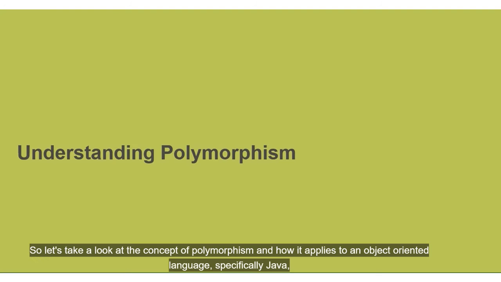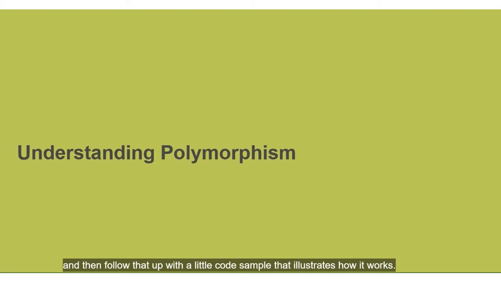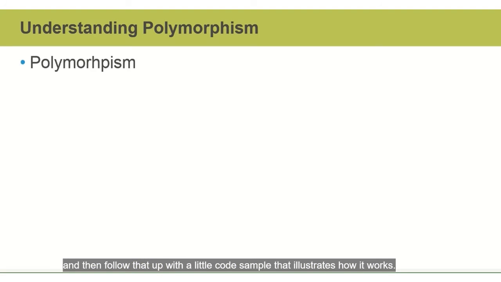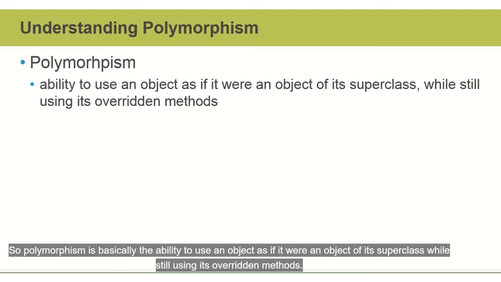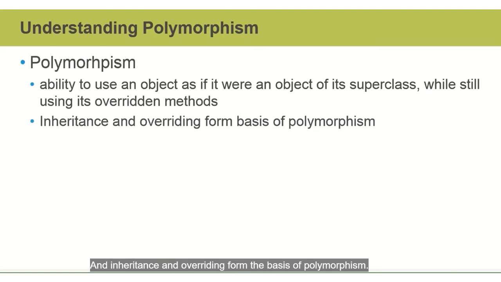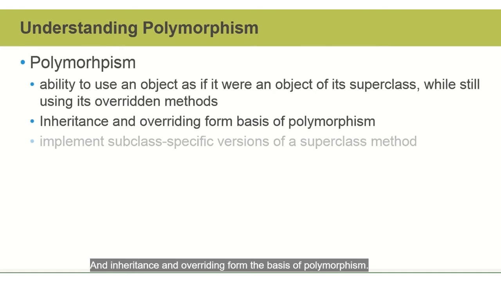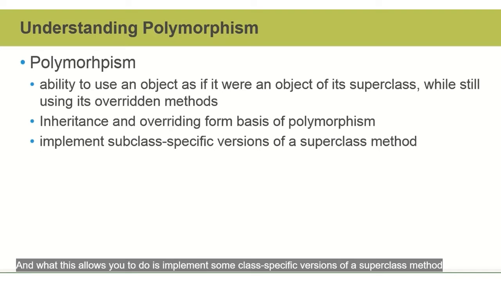So let's take a look at the concept of polymorphism and how it applies to an object-oriented language, specifically Java, and then follow that up with a little code sample that illustrates how it works. So polymorphism is basically the ability to use an object as if it were an object of its superclass while still using its overridden methods. Inheritance and overriding form the basis of polymorphism. And what this allows you to do is implement subclass-specific versions of a superclass method.